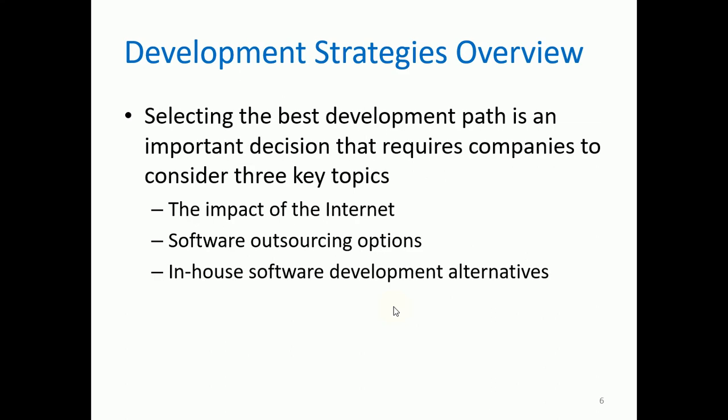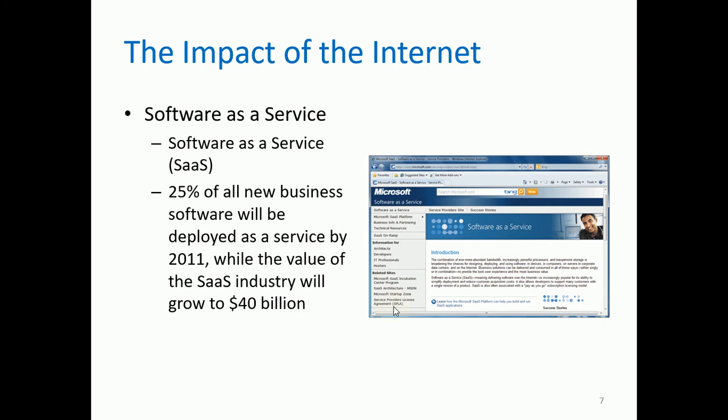So for the development strategies overview, selecting the best development path is an important decision that requires companies to consider three key topics. What are these three key topics? We have the impact of the internet, we have the software outsourcing options, and then we also have in-house software development alternatives. So let's deal with the first key topic, which is the impact of the internet.